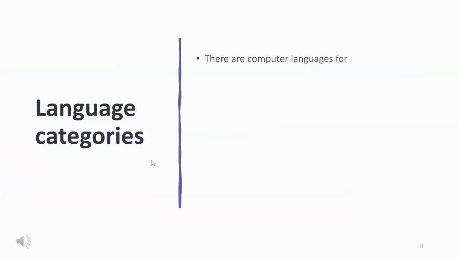There are many computer languages. There are computer languages for general programming, web page design, database query, data analysis, and for many other uses. For general programming languages, there are C, C++, C#, Java, Python, and so on.